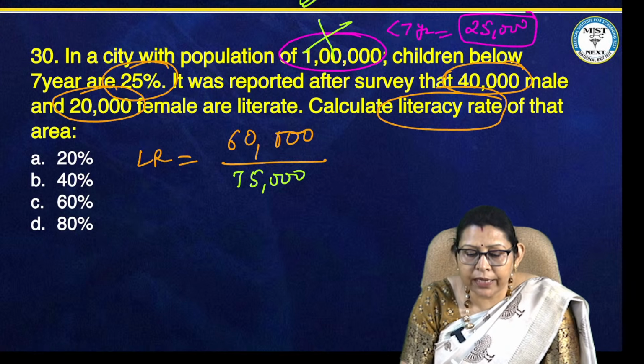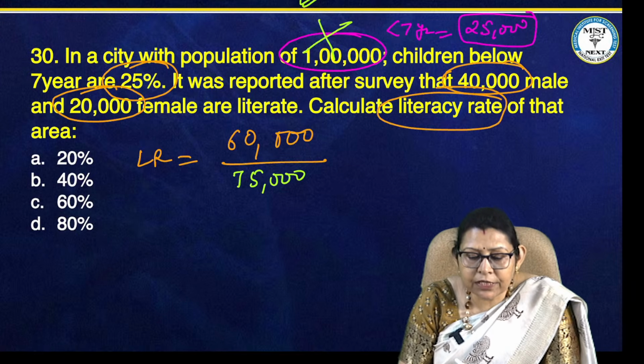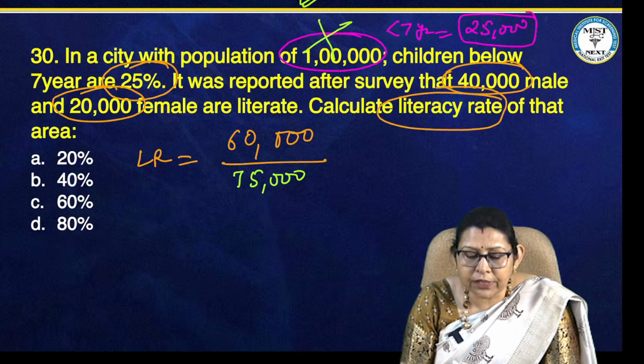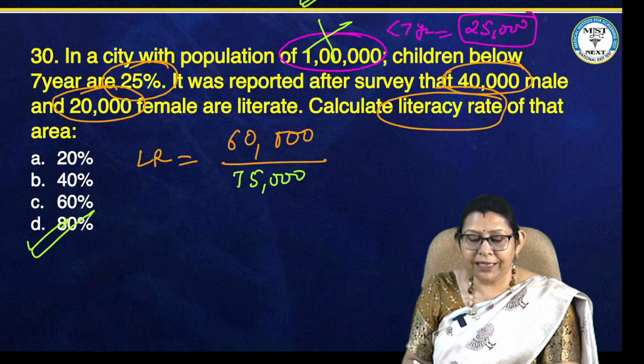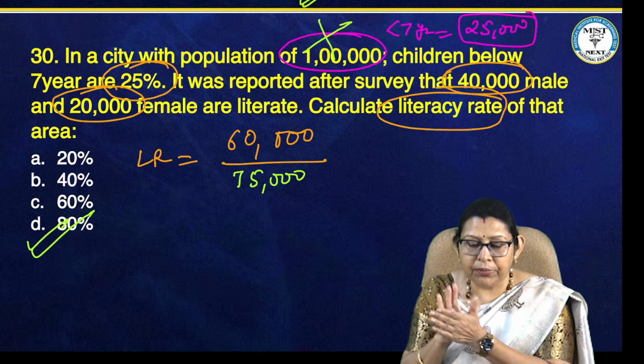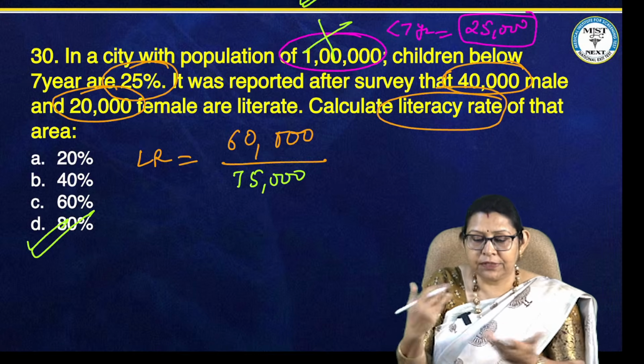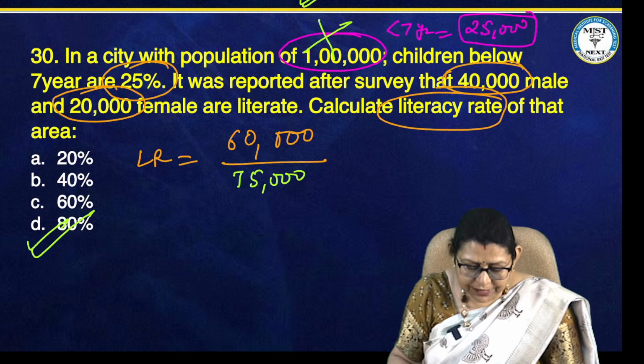So yes, you all had started answering correct. Yes beta, I don't know the name, your ID is the user TG, so you are quite correct. It is your 80%. And yes Dhanush, you are also correct. That is 60 by 75. So obviously the answer is 80%.